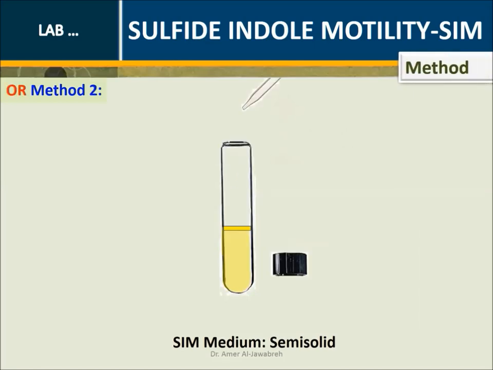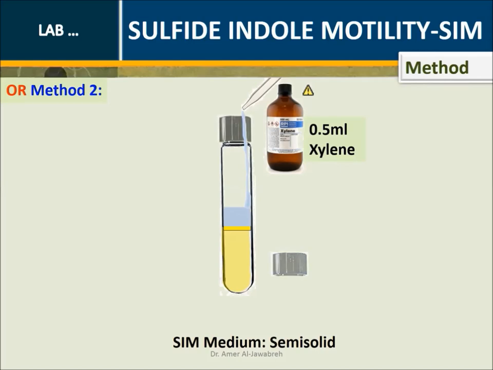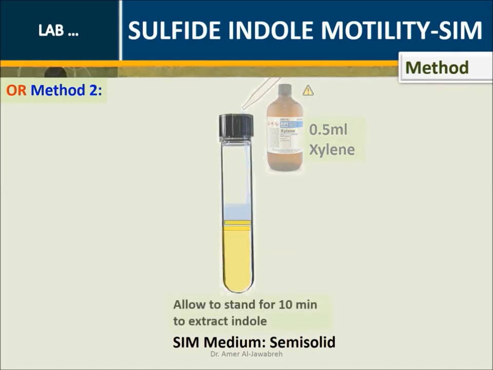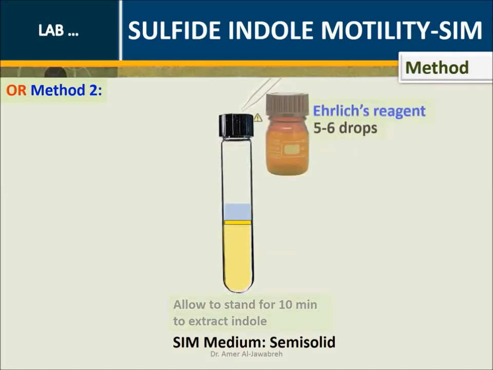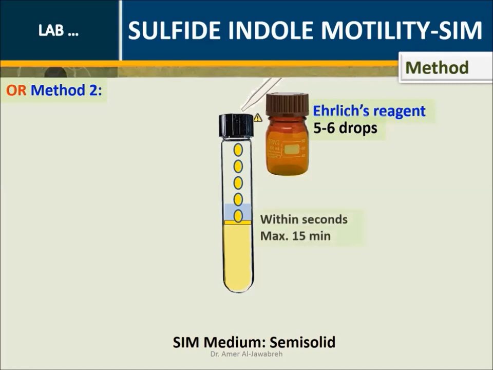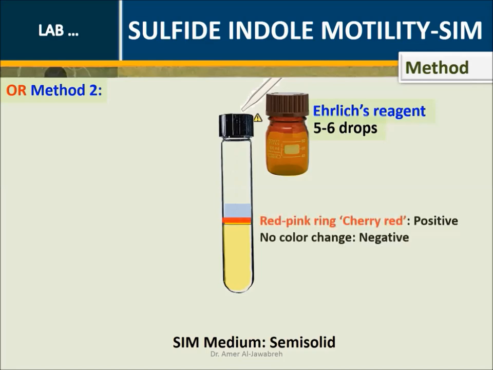Or method 2. Add 0.5 ml of xylene. Mix gently without disturbing the medium. Allow to stand for 10 minutes to extract indole. Add 5 to 6 drops of Ehrlich's reagent. Close tube. Within seconds to a maximum of 15 minutes, a red-pink ring will develop on the surface of the medium if indole positive. If indole negative, no change in color is expected.